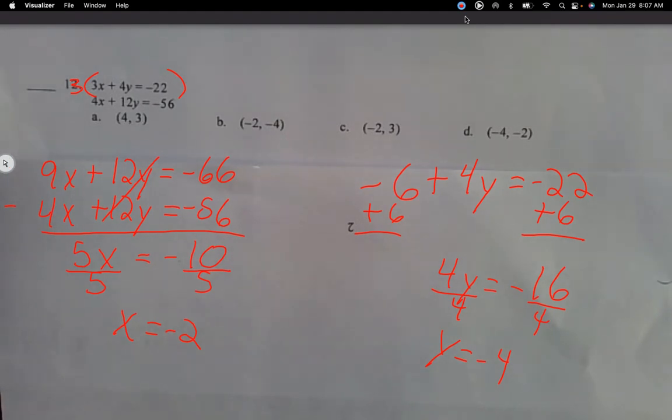Y'all, notice D is the same answer choice but backwards. So please make sure that you know X is what's first, then Y. Don't get it confused. It's X, Y. It's just alphabetical order. Okay? Questions on that? Do I need to go over something again on that? And some of you, if you play from the beginning, that's fine.